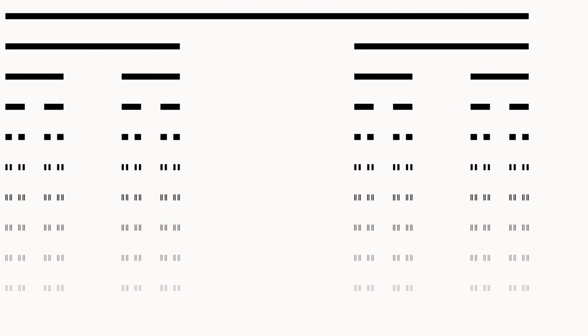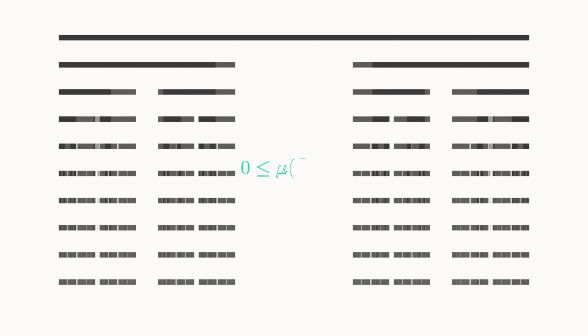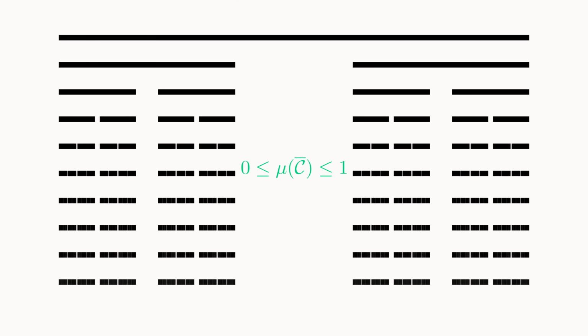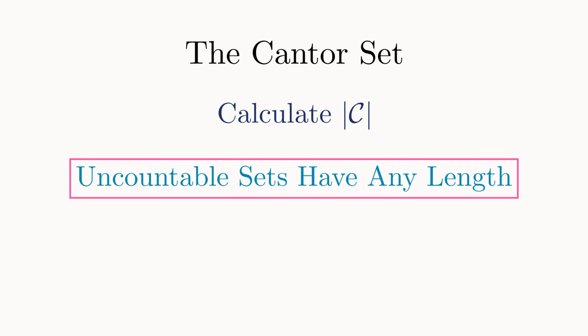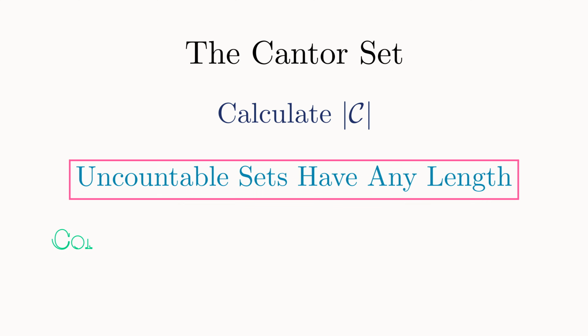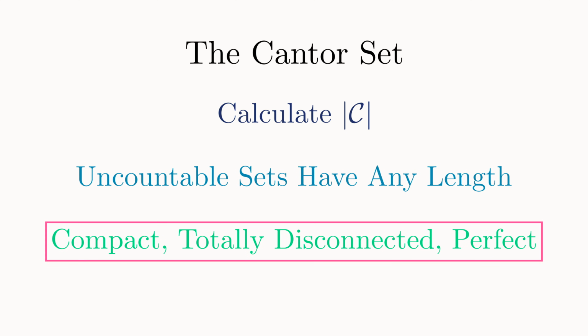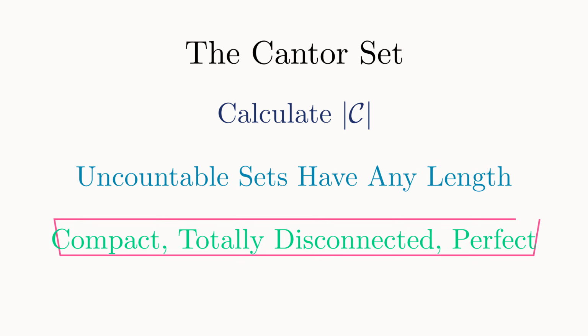Moreover, by generalizing its construction, you can produce similar-looking fractal-like sets that have measures anywhere between 0 and 1. In this video, we'll go over how the Cantor set is constructed. We'll then calculate its cardinality and learn why it leads to the possibility of uncountable sets having any length whatsoever. By the end of this video, you will also understand what it means for the Cantor set to be a compact, totally disconnected, perfect set.